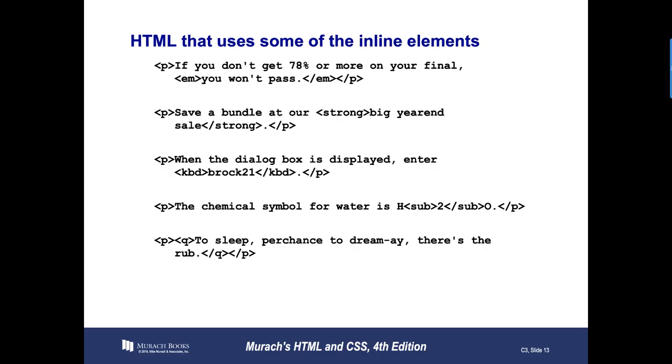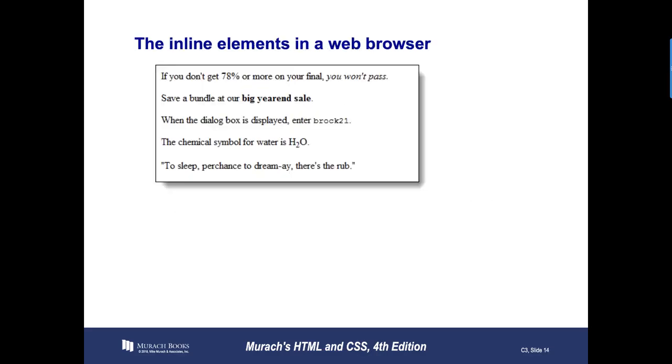And then we have on the next one sub and the closing sub tag. That's if you've ever like H2O, right? Where you see a subscript, right? Not a superscript. Do we do a superscript? I don't see one on this page. But you'll have superscript and subscript. And then you have this Q tag: to sleep, perchance to dream. There's the rub. So look on the screen here.